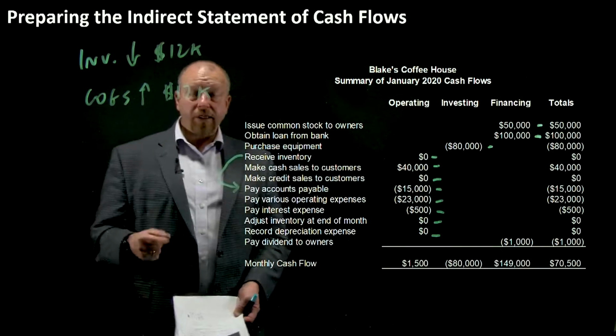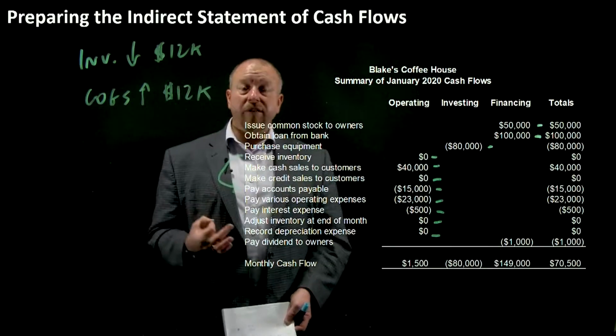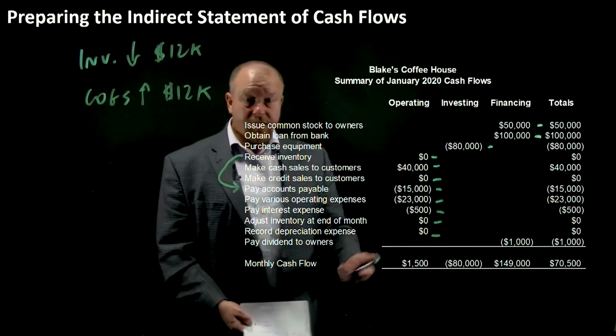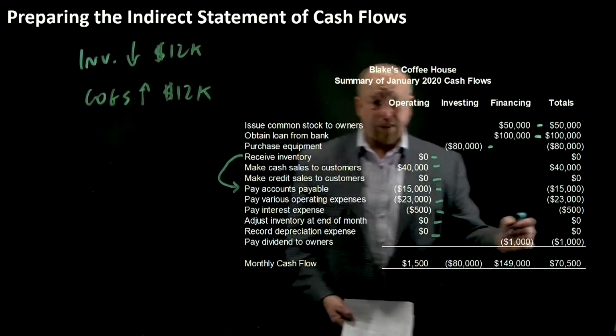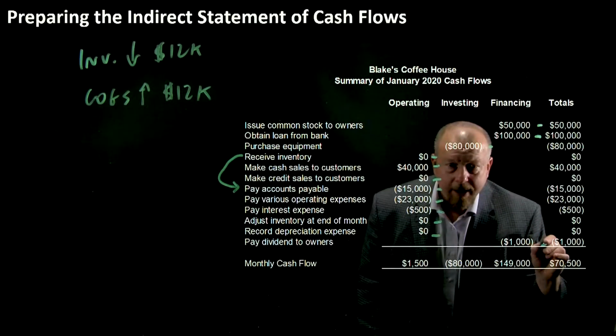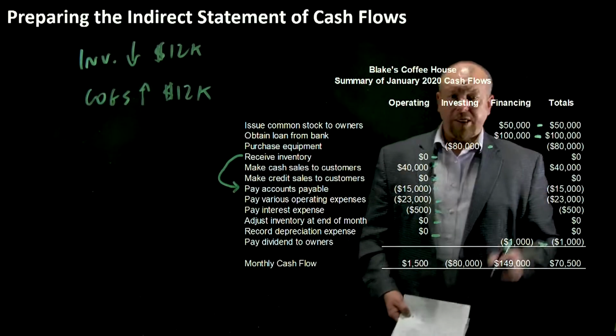Our final transaction: one of the benefits of being a corporate shareholder is you may be eligible to receive dividends. And in this simplistic example, we did pay a $1,000 dividend to our owners. That goes over here in the financing section as cash leaving the organization.